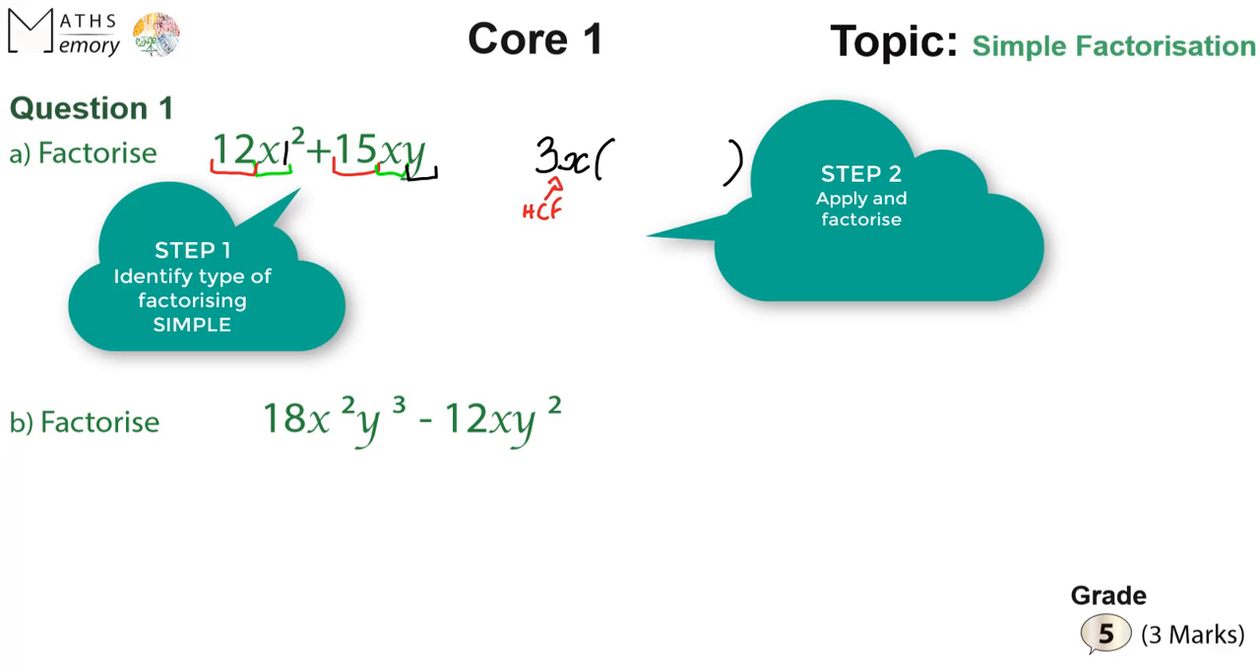Let's work backwards for this. So 3x times what gives you 12x squared. So it's 4x. 3x times what gives you 15xy. So this would be plus 5y. We don't put the x because that's irrelevant. So make sure you understand how we created that using the simple idea of the boxes. Let's underline this. So now we do part B. So part B, factorize 18x squared y cubed minus 12xy squared.